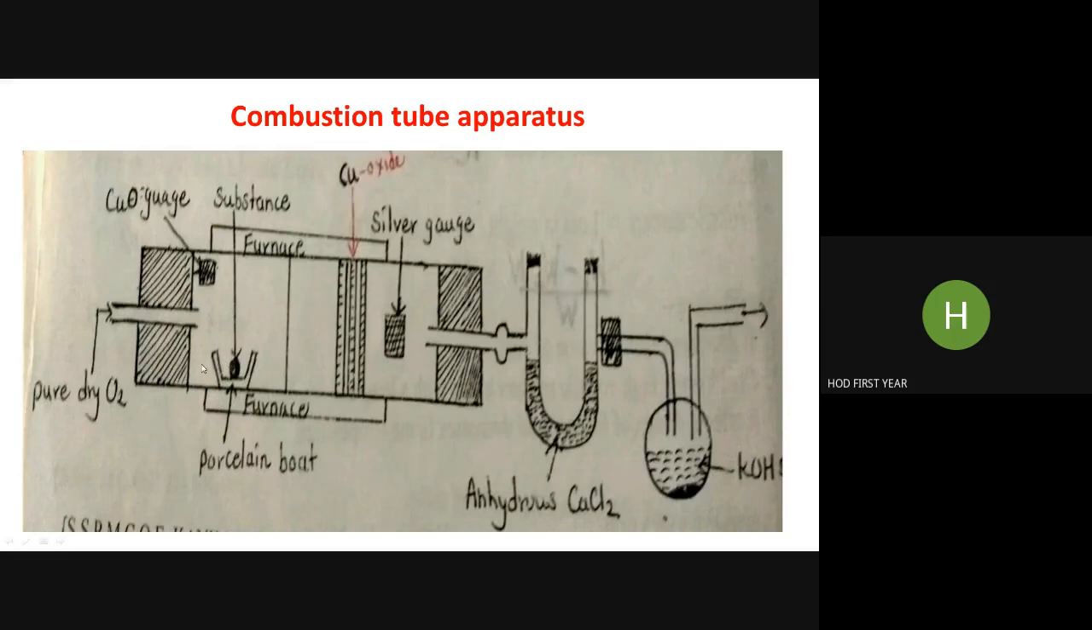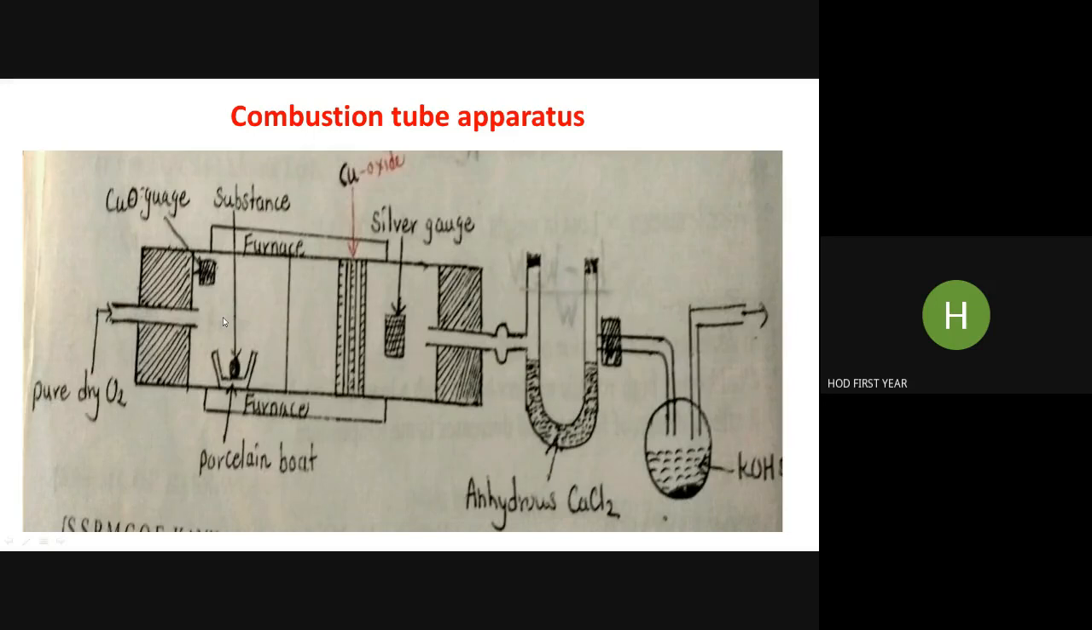Then, an actual experiment, as I told you before: we need to take a known quantity of coal, say 1 gram or 2 grams, in this porcelain boat, and keep that boat in this silica tube. This is the combustion tube, fitted with all the other articles required, connected with a U tube and KOH bulb, which are previously weighed. This tube is kept in a furnace, shown here, and pure oxygen is passed into it.